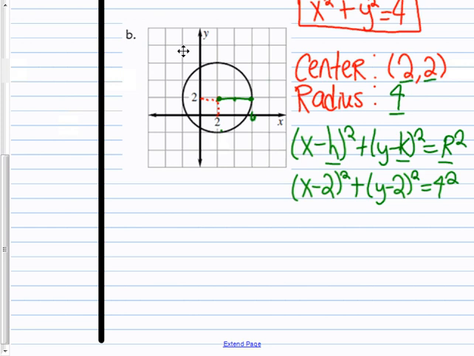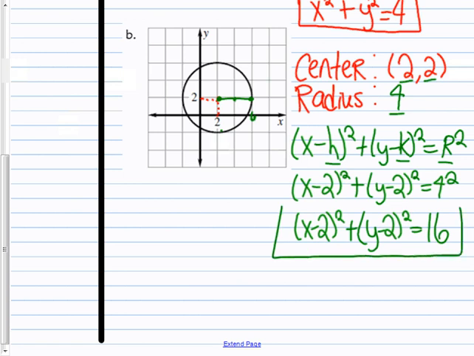Now, x minus 2, can I combine or simplify anything? No, I cannot. So that stays x minus 2 squared plus y minus 2. Can I change or simplify anything? Nope. So it's y minus 2 squared equals 4 squared, which is 16. That is as far as I can go. That is the equation of the circle.